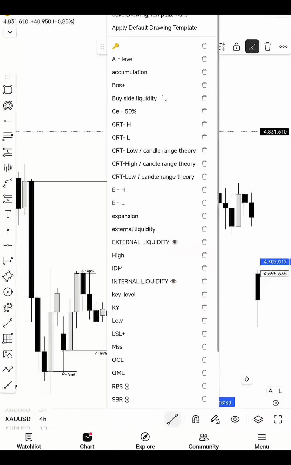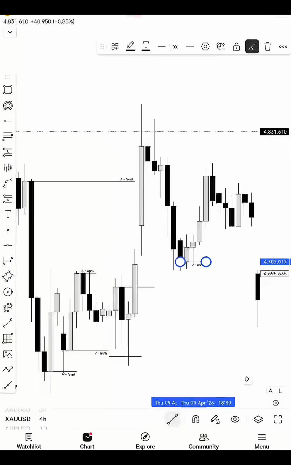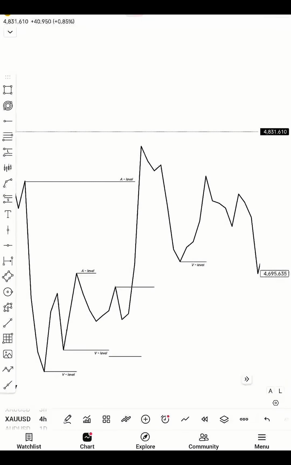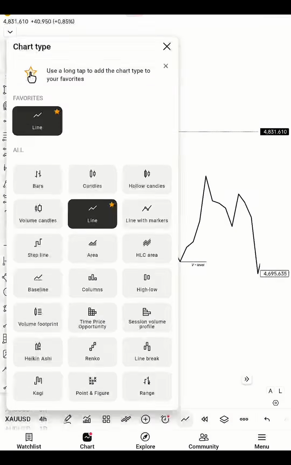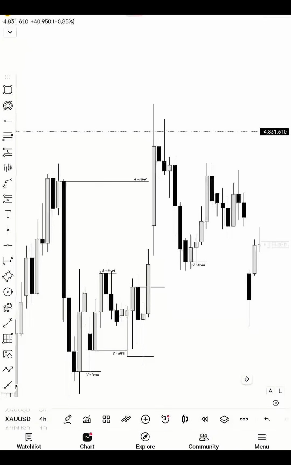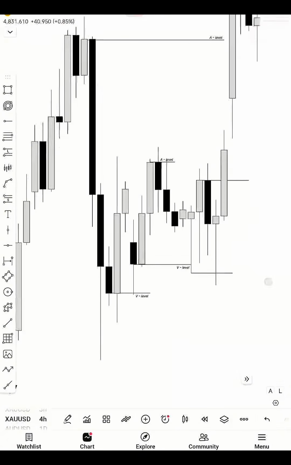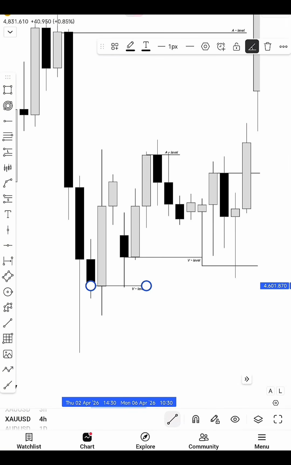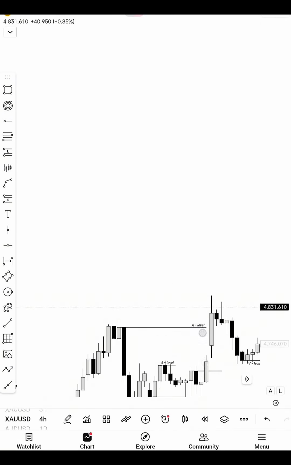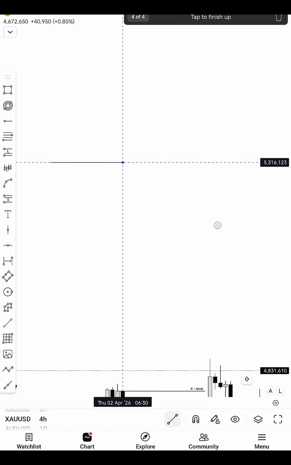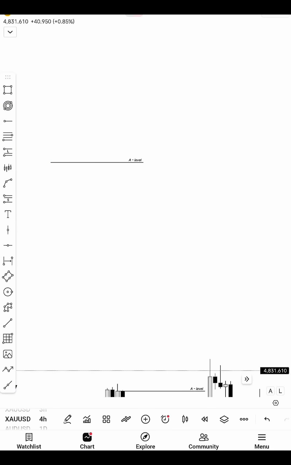If you're going to have any doubts, then you should go to the line chart, then it will be very helpful. See, okay, it's simple. Now the question is how you can refine it. Let's say in 4H you have that, wait, let me show you here. Let's say it's your 4H key level.